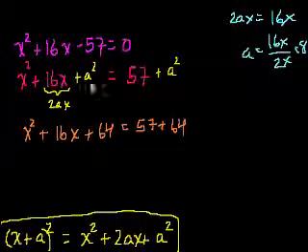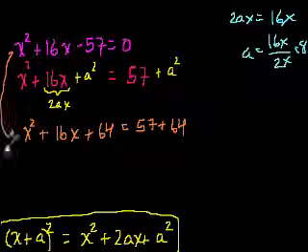Right? I went through a fairly tedious explanation here, but all we've really done to get from there to there is add 57 to both sides of this equation to get it on the right-hand side. And then we added 64 to both sides of this equation. And why did I add 64 to both sides of this equation?